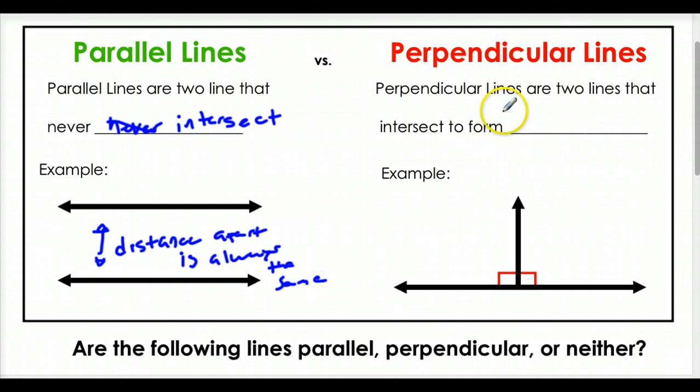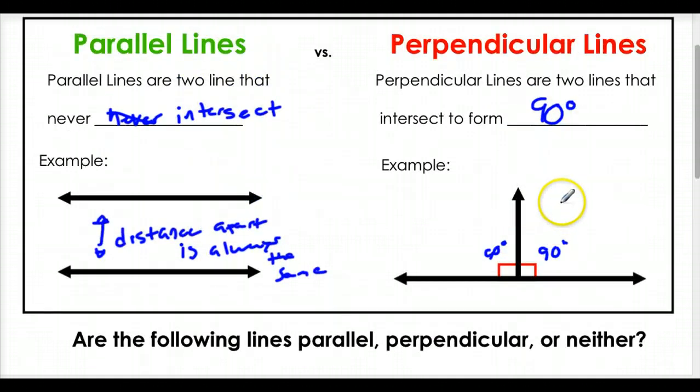Perpendicular lines are two lines that intersect to form 90-degree angles. Alright, so if you look here, we have two lines intersecting, and guess what? They create 90-degree angles. And that's what those little boxes mean. We got 90 degrees here and 90 degrees here.